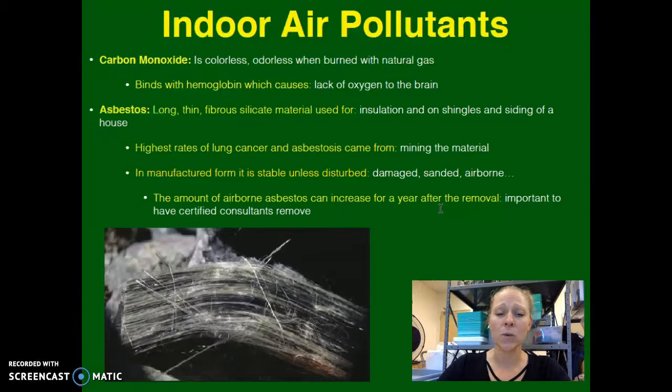Another indoor air pollutant is asbestos. This is fine when it's undisturbed. This is asbestos right here. It's a long, thin, fibrous silicate material. The greatest number of deaths occurred to those people that mined it, meaning that they were pulling it from the earth. When it is manufactured, it is in place, and it is not usually an issue there. But if you were to sand it or pull it apart, then you'd inhale the particles, and it can cause lung cancer. The amount of asbestos in the air is going to increase after it's been removed.